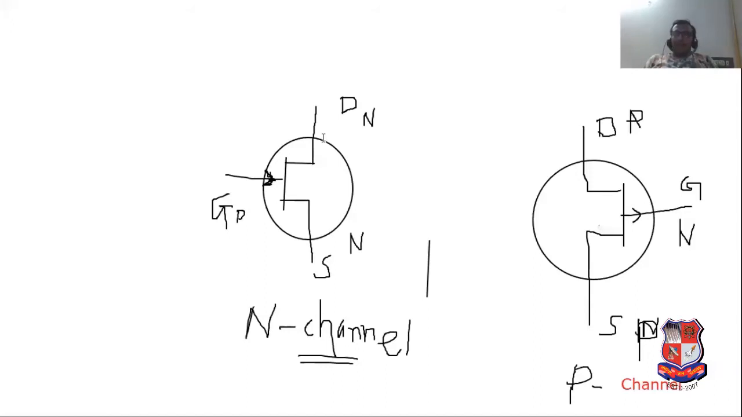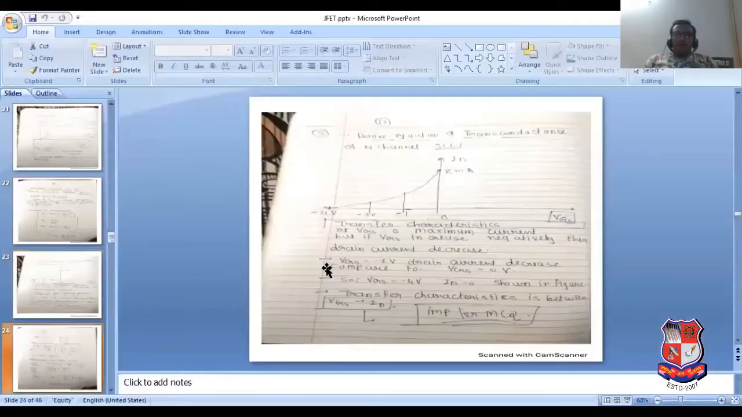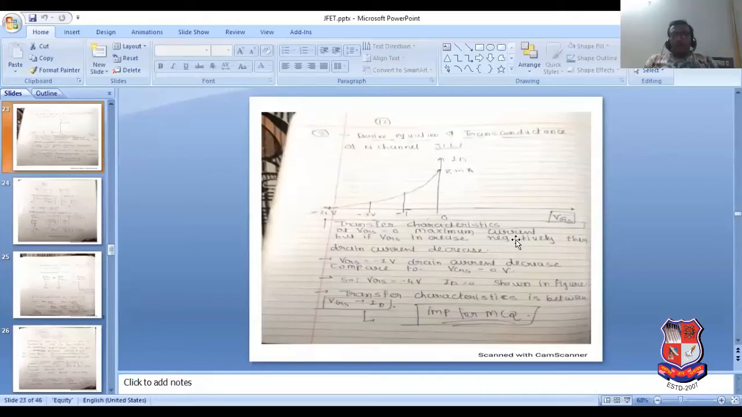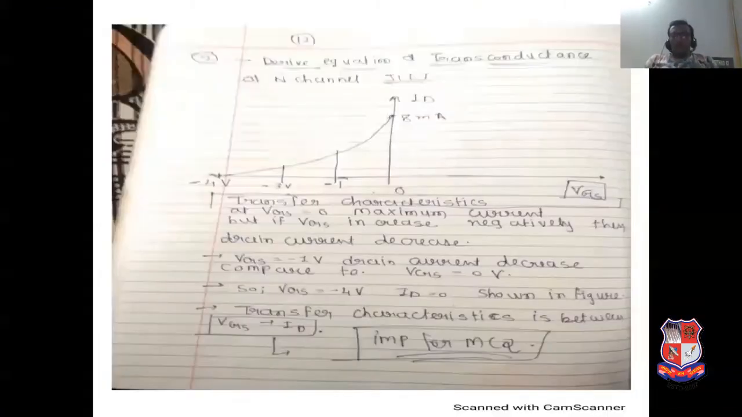Now I have shared the PPT related to that JFET portion. So I have explained all the concepts related to that. Now see this. Derive the equation of transconductance of N-channel JFET. Transconductance means what? Opposition of transresistance. So at that time, first of all, you have to consider the transfer characteristics.